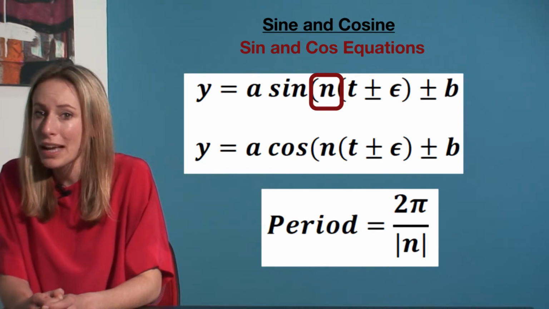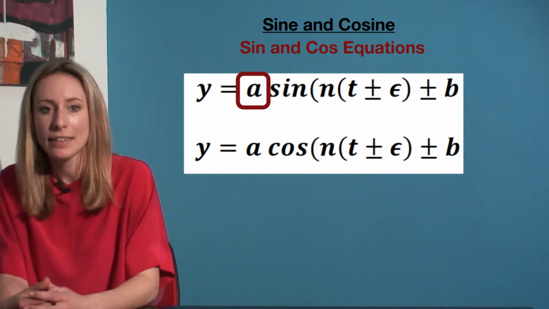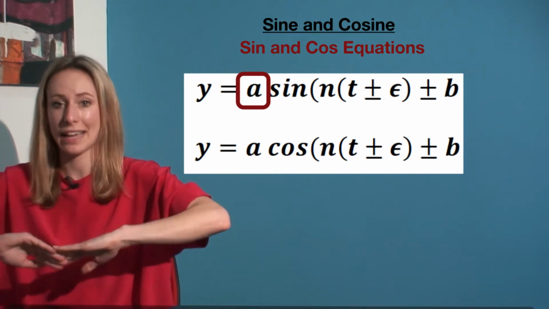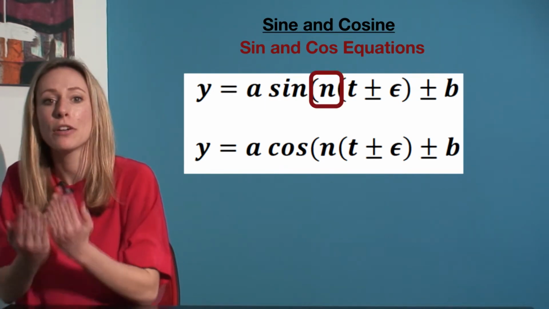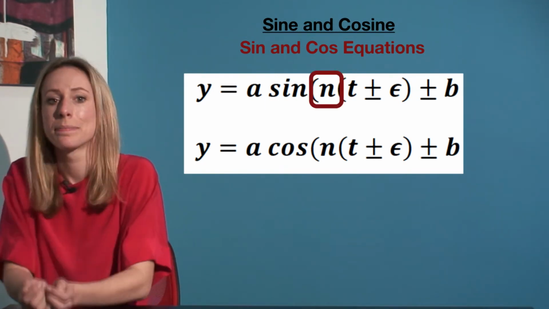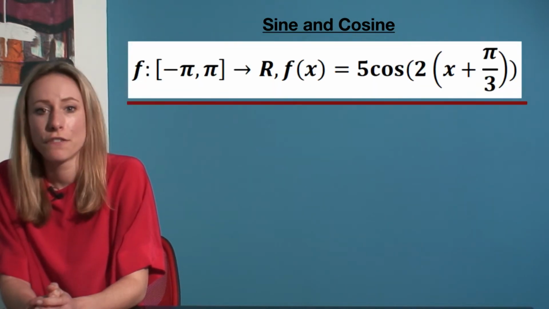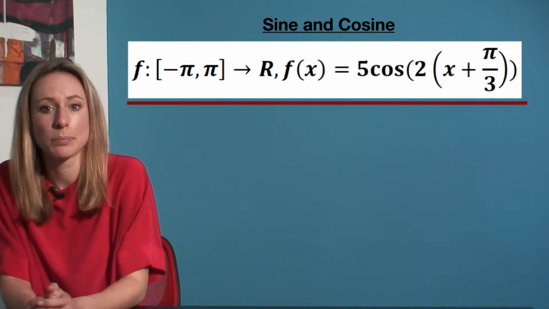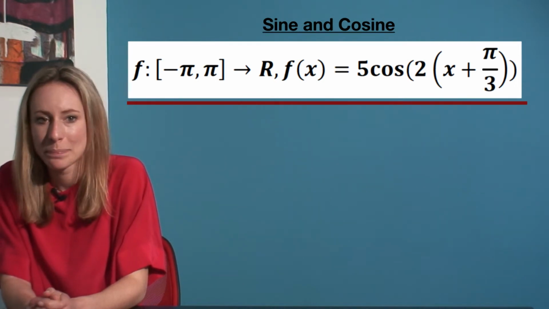The final thing we look out for is any reflections. If there is a negative sign in front of the a, the function will be reflected in the x-axis. If there is a negative sign in front of the n, then there will be a reflection in the y-axis. Let's take a look at a question which asks us to sketch the function 5 cos(2x + pi on 3) for the range negative pi to pi.